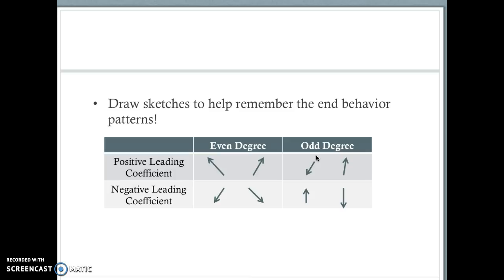If we have a negative leading coefficient and an even degree, then it's going to look like an upside down U. If we have a negative leading coefficient and an odd degree, it's still going to look like that cubic or quintic, where it's going to go opposite directions.